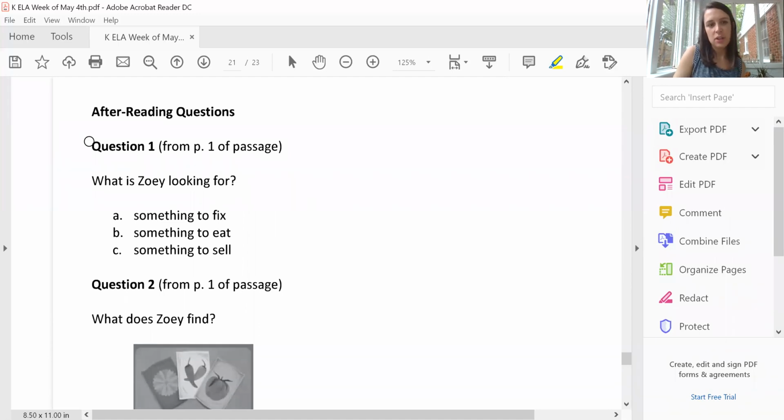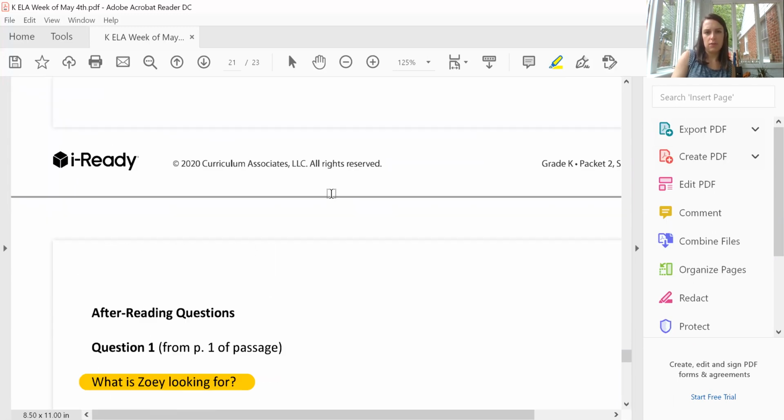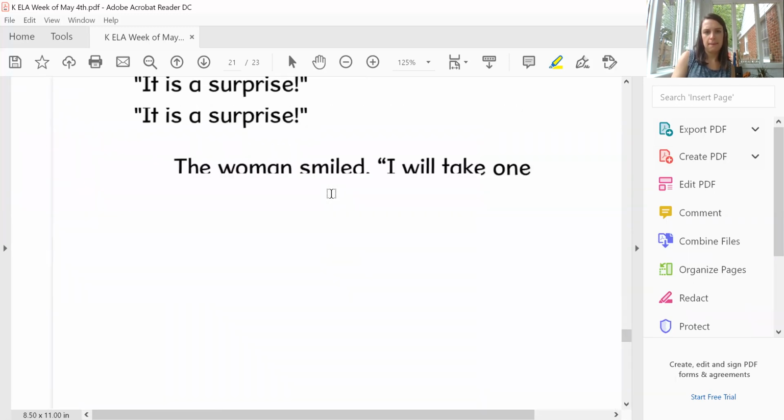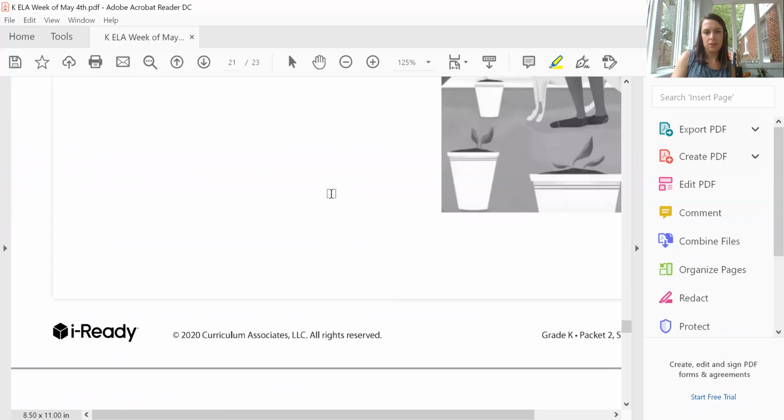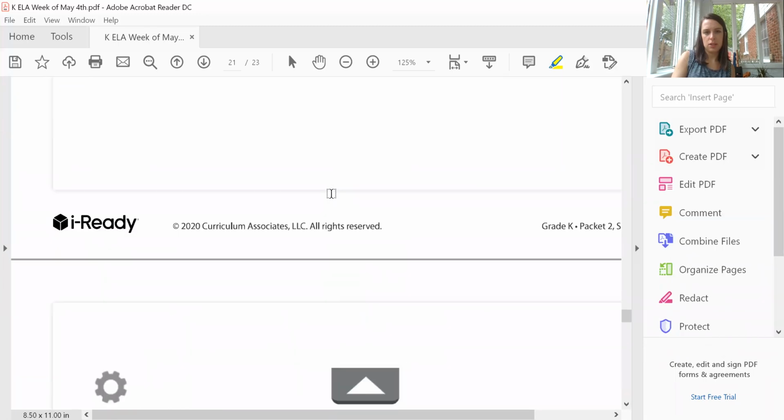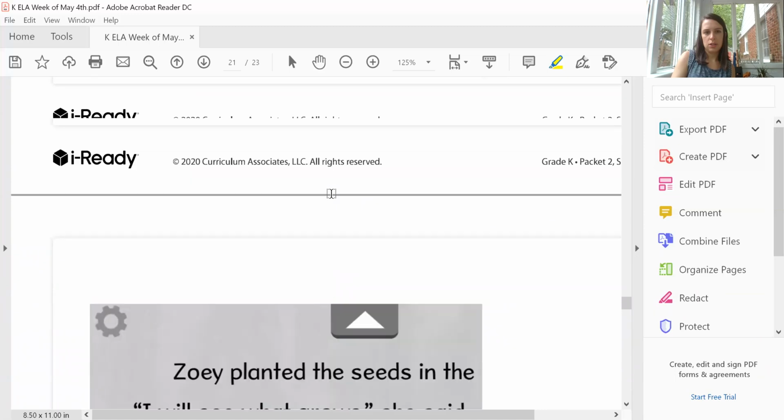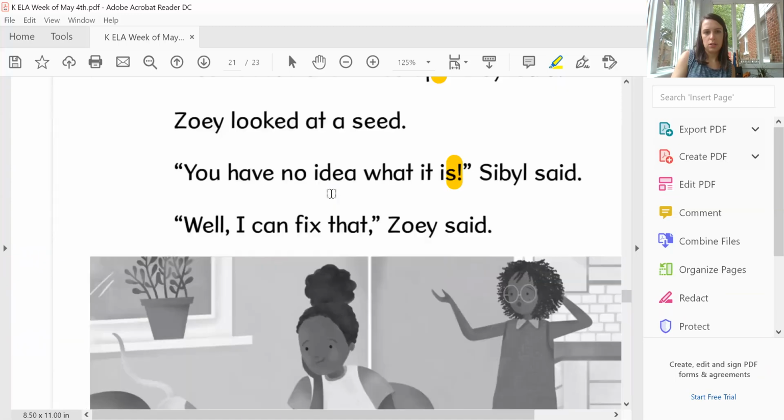All right, question number 1. What is Zoey looking for? We're going to find this on page 1. Something to fix, something to eat, or something to sell. So if you look back in the story, what is Zoey looking for? What is she trying to do in the first part of the story? Let's go back to page 1.